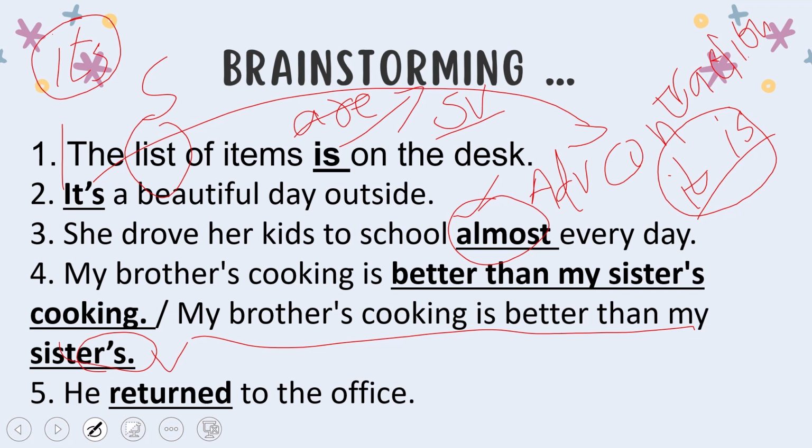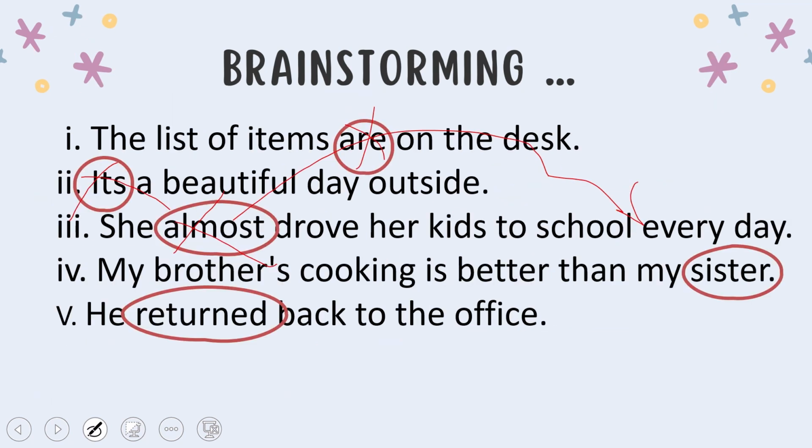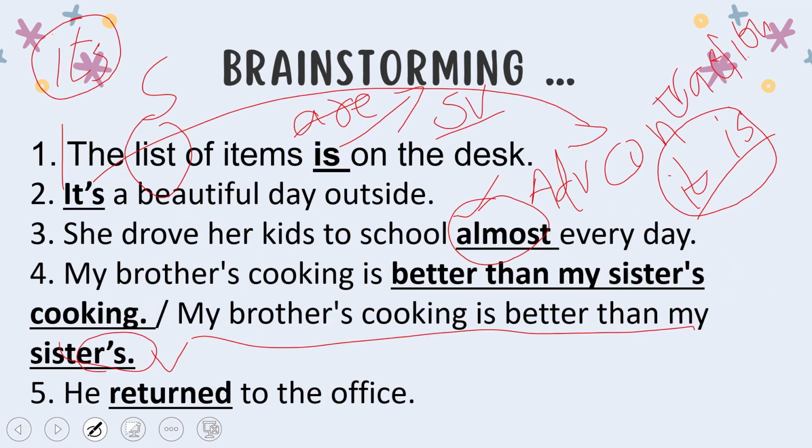Now, why was this wrong? Because you can't compare my brother's cooking with the sister. You have to compare this part equally with the sister's cooking, not with the sister herself. So this is wrong, right? My brother's cooking is better than my sister's cooking. My brother's cooking is better than my sister's. These two are the right ways of saying this.